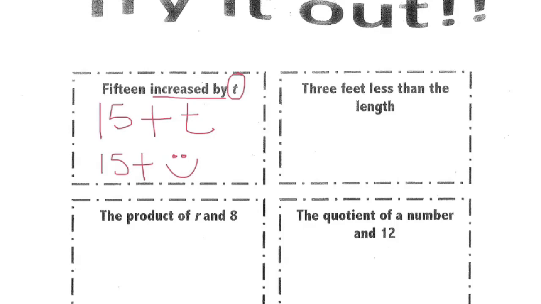The next one says 3 feet less than the length. I'm going to go ahead and underline less than, because that's my key word. And then it says 3 feet less than the length. So that means that the length, let's call that L, minus 3. So the length minus 3 is going to be what we don't know. Okay, let's go ahead and go to your next one.